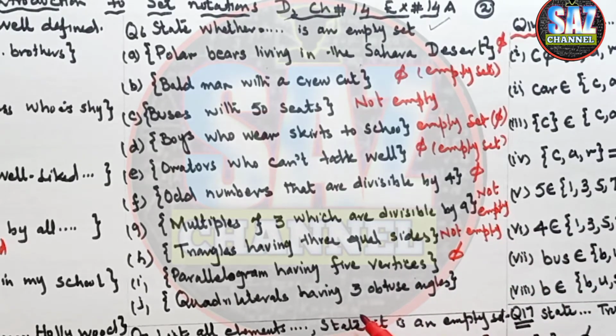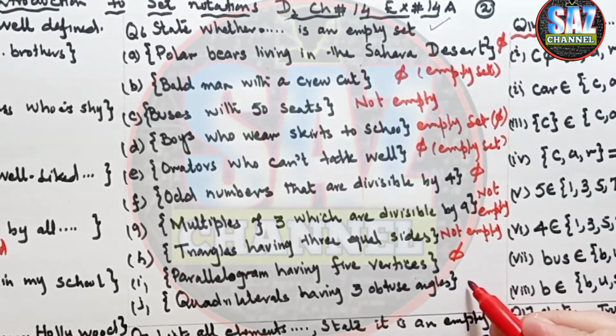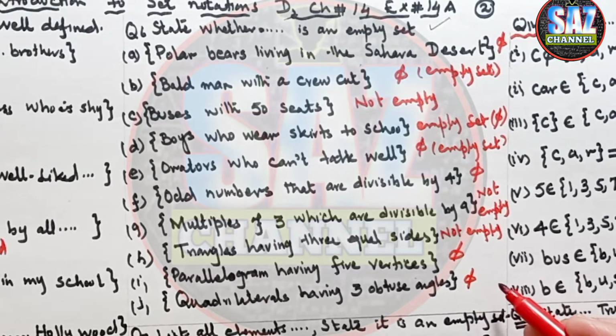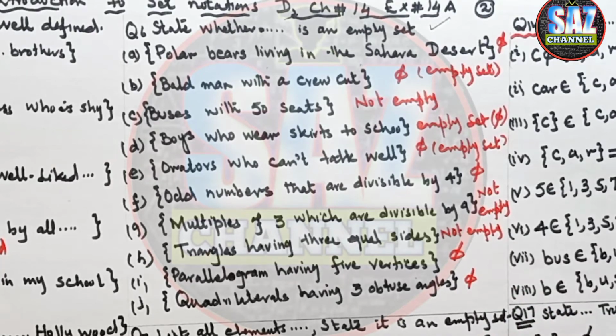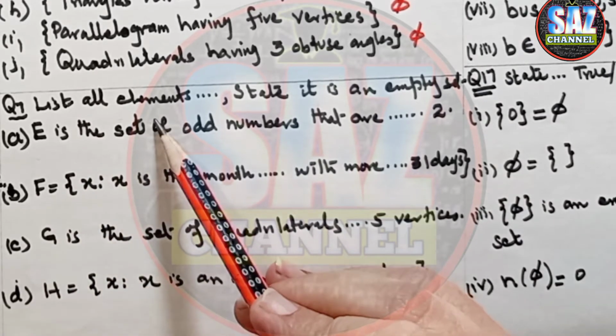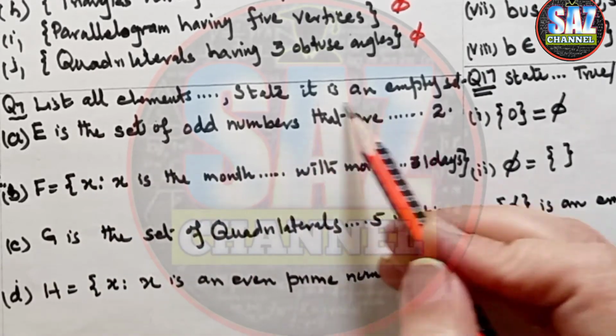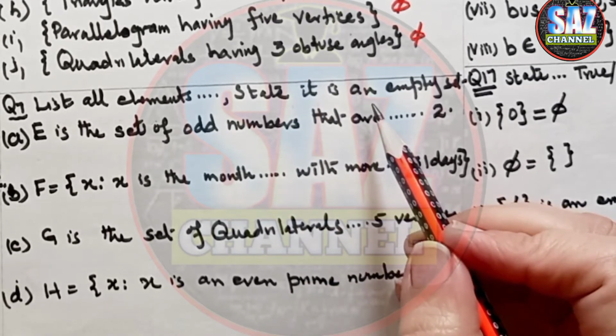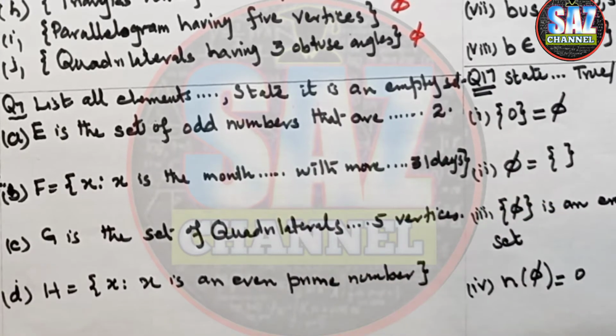Okay, and quadrilaterals having 3 obtuse angles, so it's again an empty set. I hope you are clear about this question. And let's move to the next question, and let me read the question from the book. Question 7 says that list all the elements in each of the following sets in set notation, and then state if it's an empty set or not.